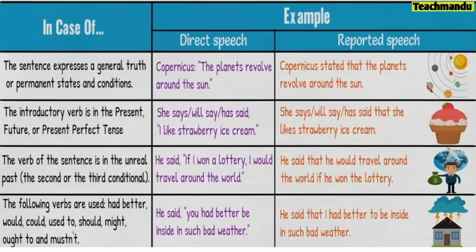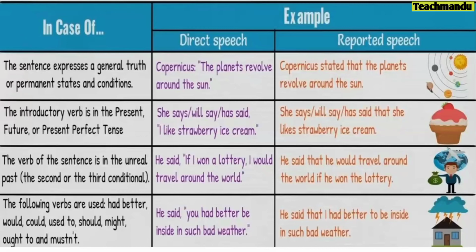Next thing is that if it is about second or third conditional, it is also not changed. The verb of the sentences in the unreal past, okay, if it is second or third conditional, it can remain unchanged. For example, he said, "If I won a lottery, I would travel around the world." He said that he would travel around the world if he won the lottery. In that way, no need of changing these things.